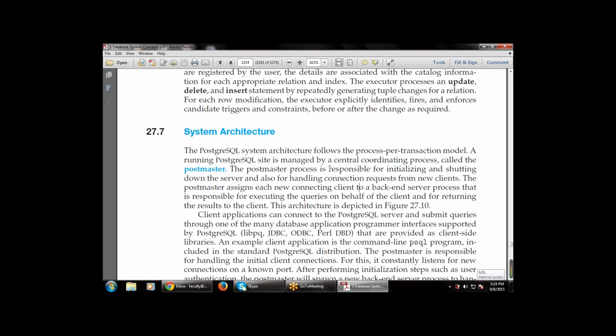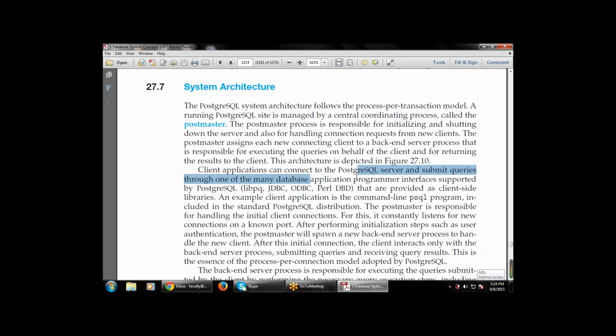It is used for building the connection, generally as a general manager. And the client applications can connect to PostgreSQL and submit queries through one of the database application programming interfaces supported by PostgreSQL, available in client-side libraries.